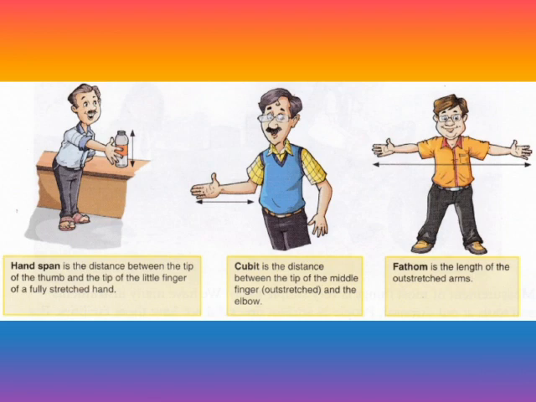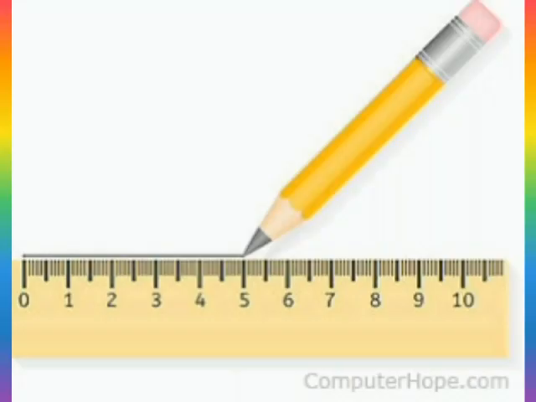So we can see that the length of the various body parts differ from person to person. All the persons will not have the same measurement. Therefore, people realized the need to have fixed quantities to measure things. So to measure these things, they needed a fixed quantity. That fixed quantity that is used to measure is called a unit. That is, a fixed quantity that is used as a standard of measurement is called a unit.